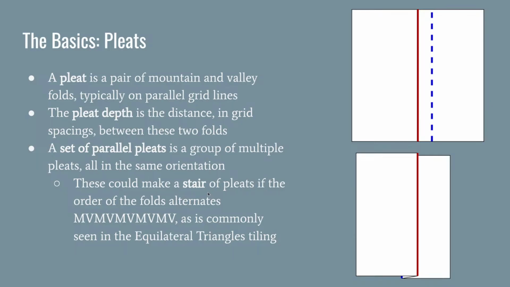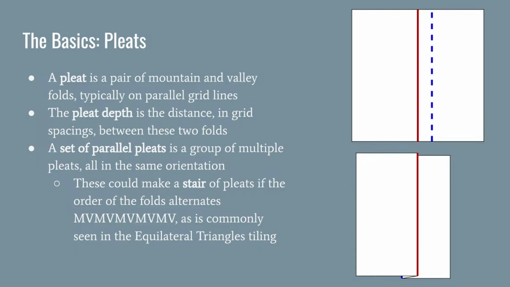Now there's a particular kind of set of parallel pleats, which is a stair of pleats, where you always have the mountain then the valley, mountain then the valley, as you go from one side to the other, or vice versa if you flip the paper over.